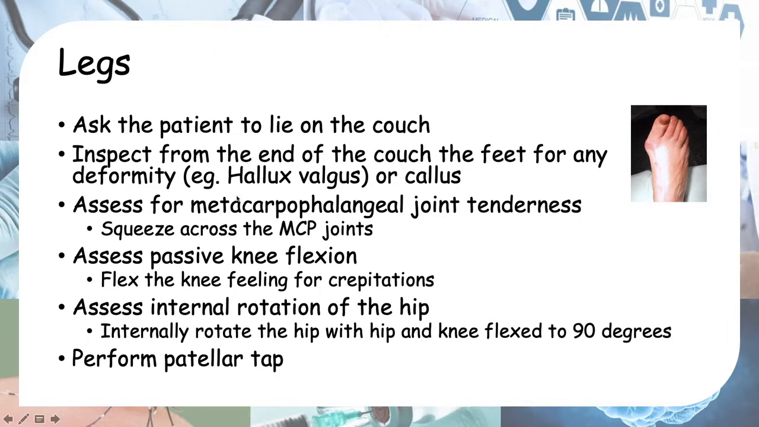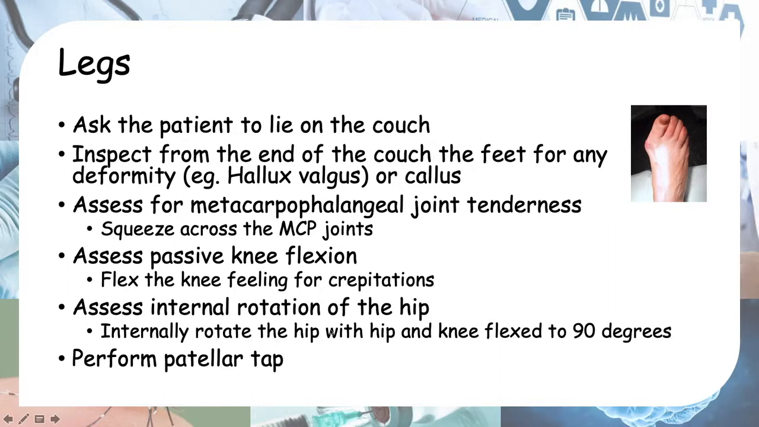Next, you're going to assess for metatarsophalangeal joint tenderness. So you're still at the end of the bed, you're going to squeeze across the MTPs, metatarsophalangeal joints, which is this part here, and see if it's painful for the patient by observing their face or asking them. Then assess the passive knee flexion. So you move beside the patient now, and you're going to passively flex their knee with your hand on their kneecap, feeling for crepitations.